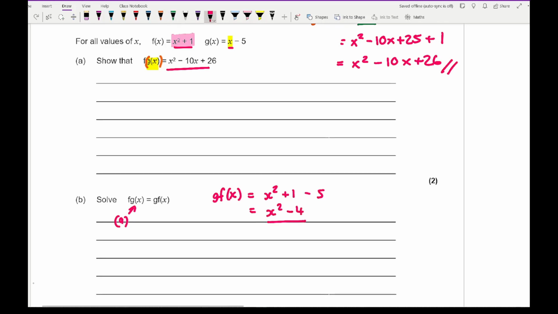So then all I then need to do is make this equal to this. So then what I've got is x squared minus 10x plus 26 equals x squared take away 4. Now as you can see, both sides have got an x squared, so I can cancel or take away x squared from both sides. Then take the 26 over to the side by taking away 26. So minus 10x equals minus 30, and that leaves me with an answer of x equals 3.